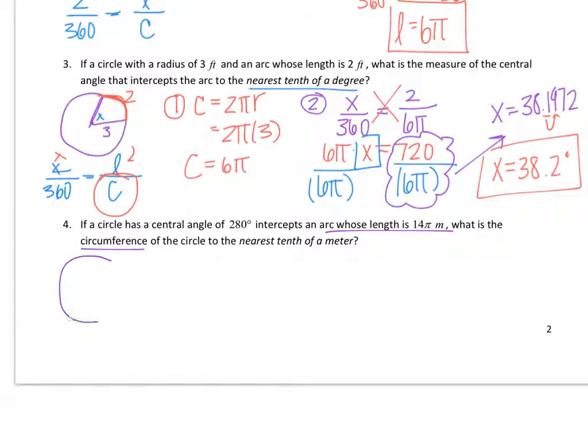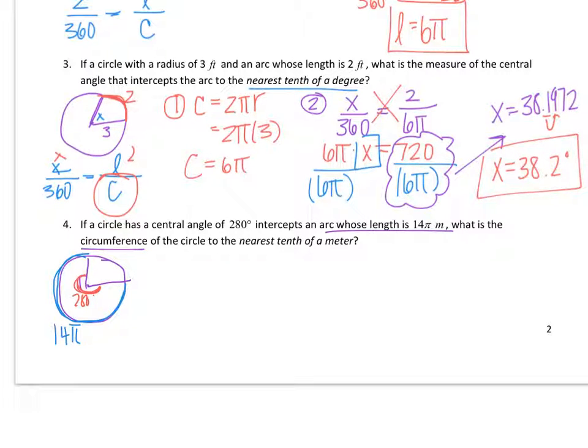So we're going to sketch a picture again. This time we have a central angle that's 280 degrees. That's this big angle over here. You can see me outlining it here in red. 280. And it intercepts an arc, the gigantic one, with a measure of 14 pi.